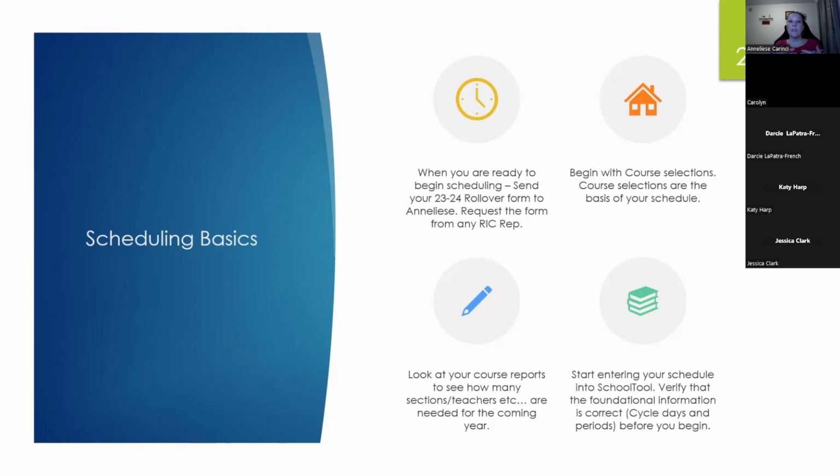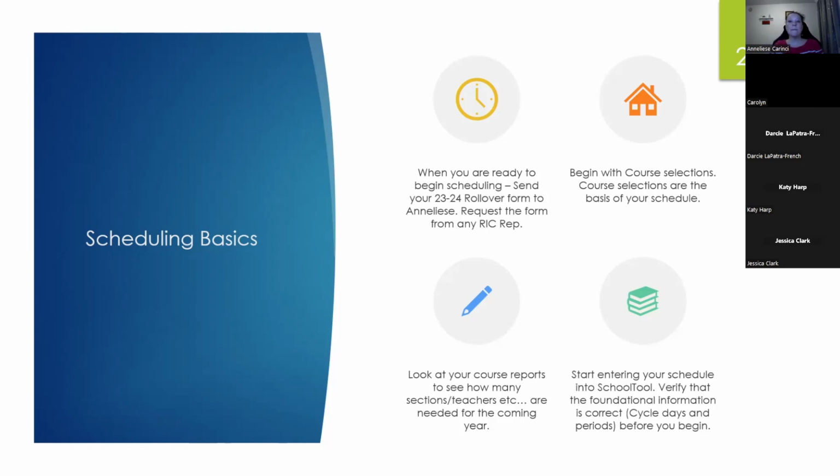Then you're going to look at your course reports, maybe course selection totals per department, or course selection totals per department with student names. Those are the reports that will help you decide who is teaching what, how many sections you need, and whether you're going to offer a section of a course, or maybe there's not enough interest in it and you might not offer it. Once you have all of that information together, you can start entering your schedule into Schooltool.